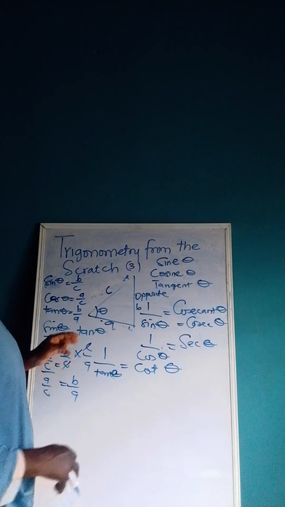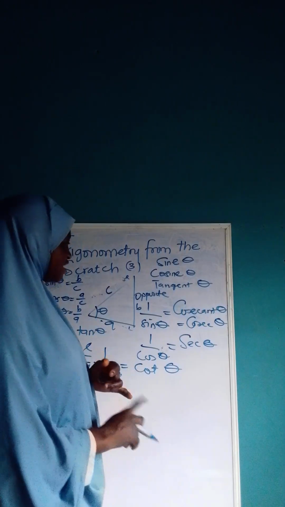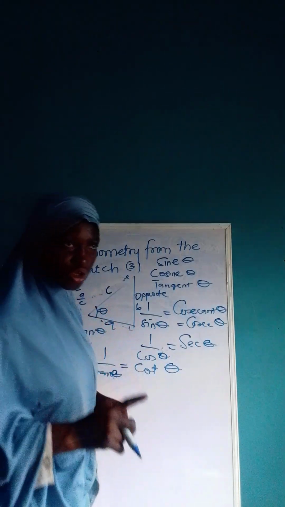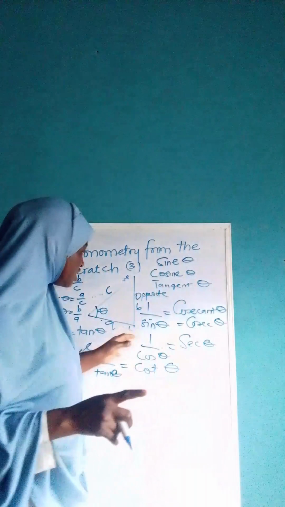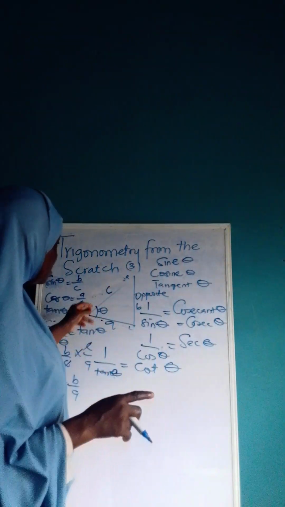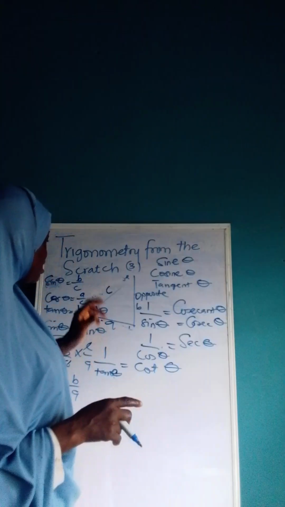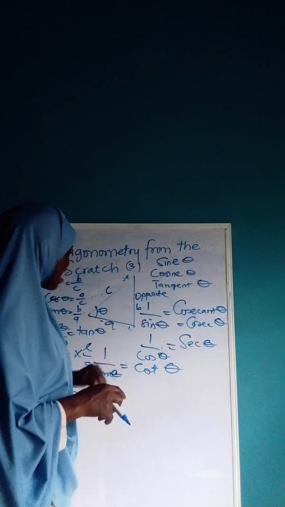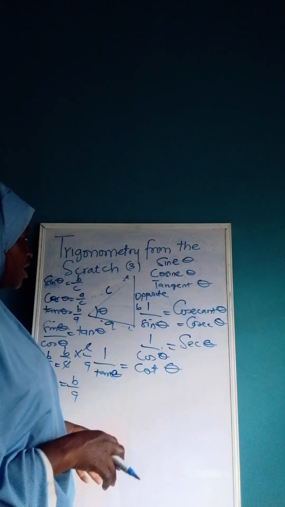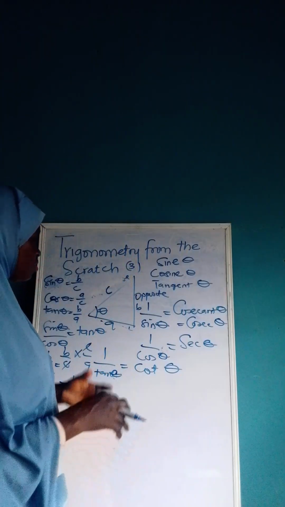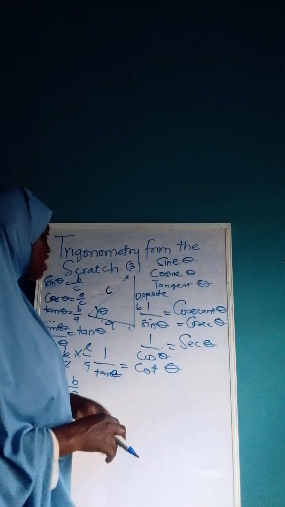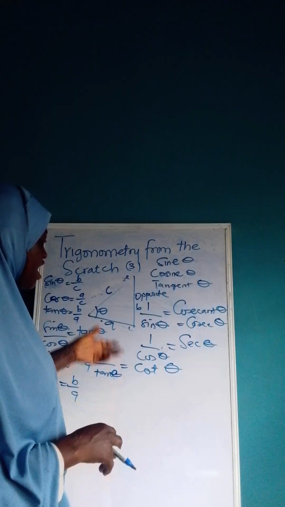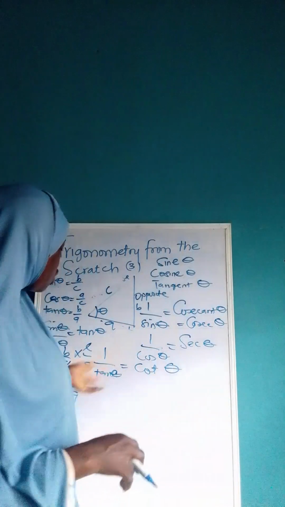So know it today. Your sine theta is opposite over hypotenuse. Your cos theta is equal to adjacent over hypotenuse. Then your tan theta is equal to opposite over adjacent. And we talk about the inverse of the three: 1 over sine theta is equal to cosec theta, 1 over cos theta is equal to sec theta, and 1 over tan theta is equal to cot theta.